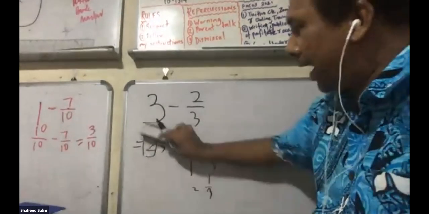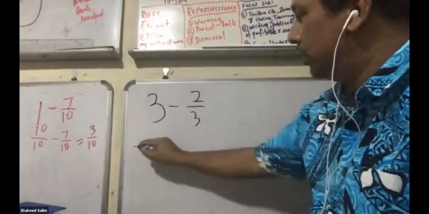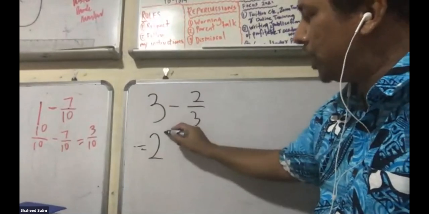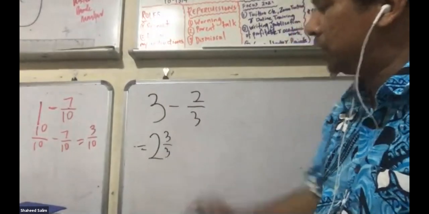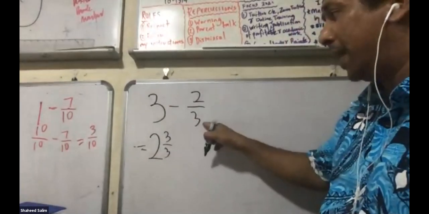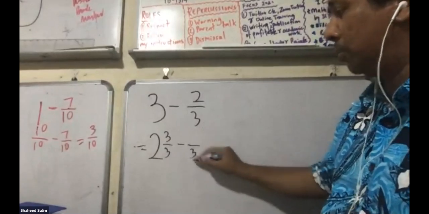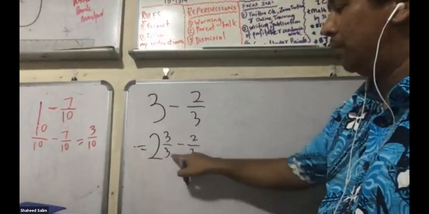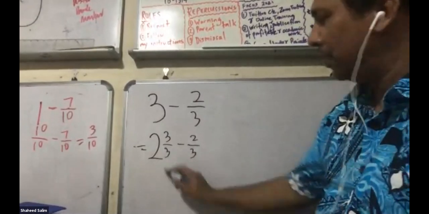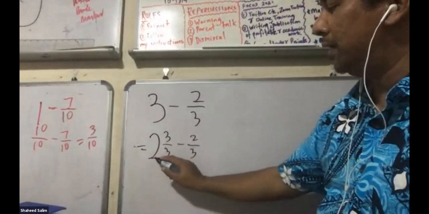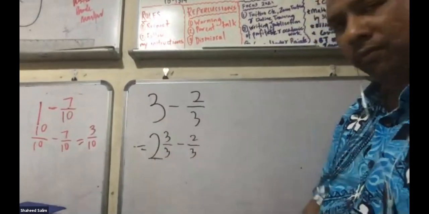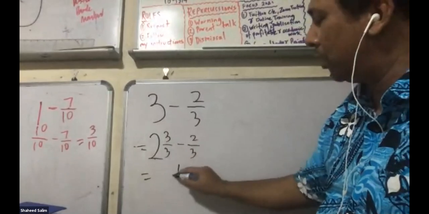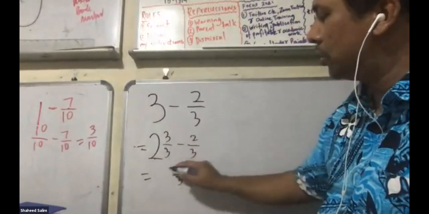So we try step by step, okay? Now we borrow 1, we left with 2. The 1, we change it to 3 out of 3. Why we change to 3 out of 3? Because we want to minus this one that has 3 at the denominator. Down here, 2 plus 1 is 3. So now 3 minus 2 get 1 over 3. 2 minus 0 is 2.